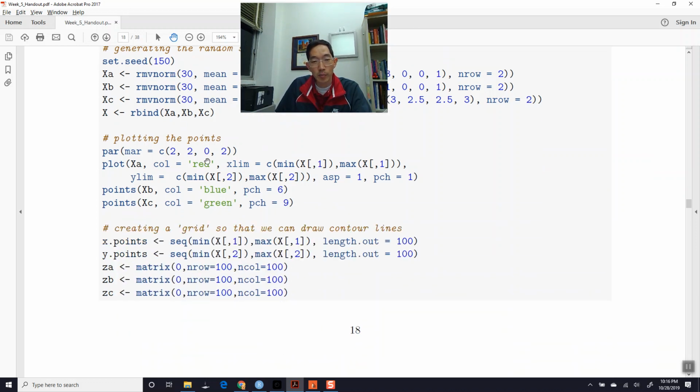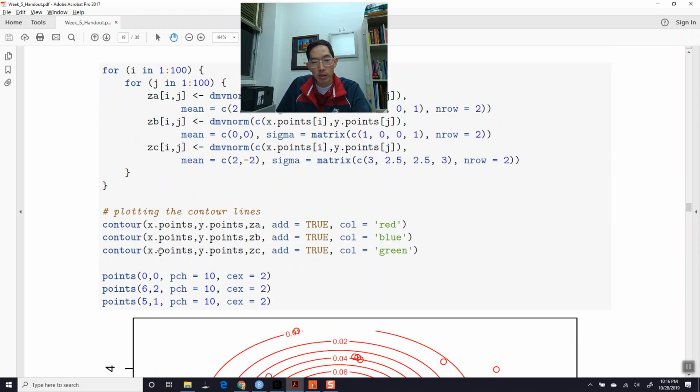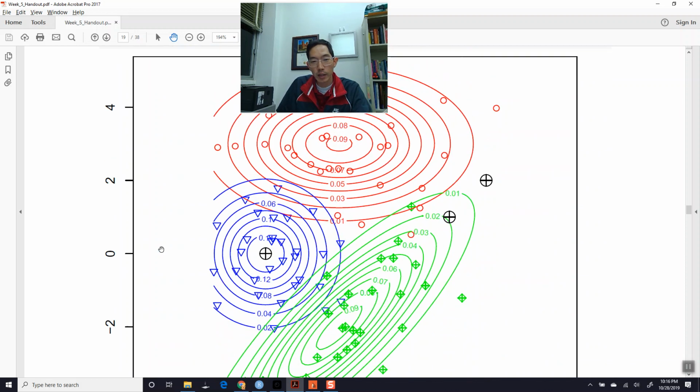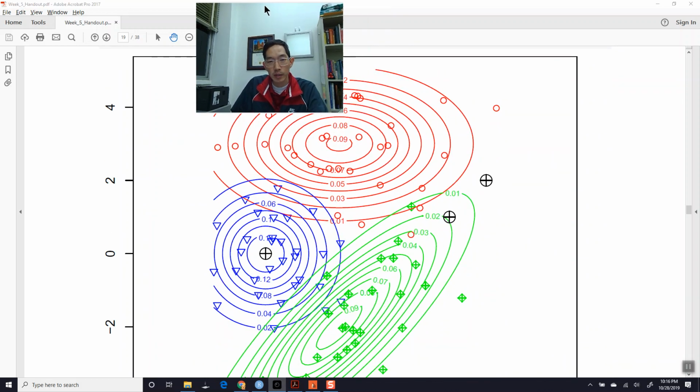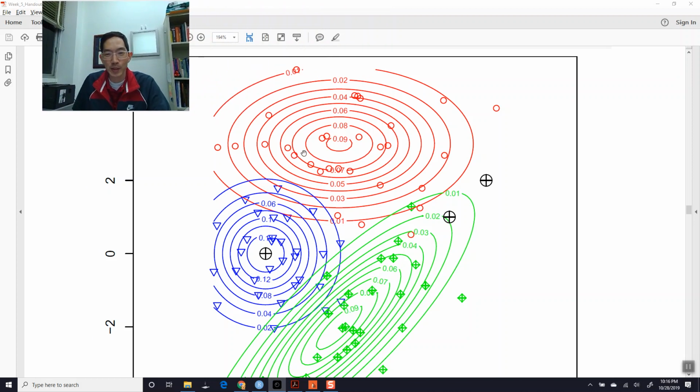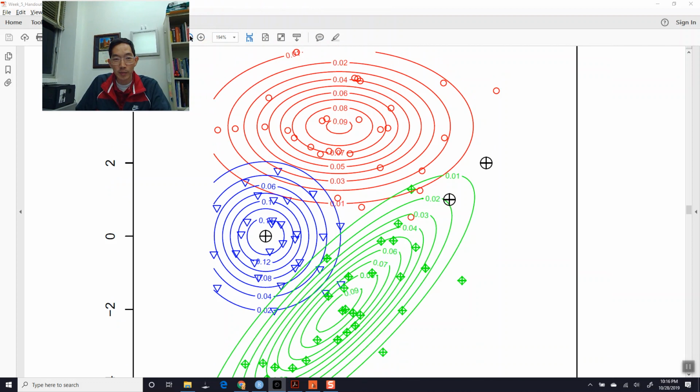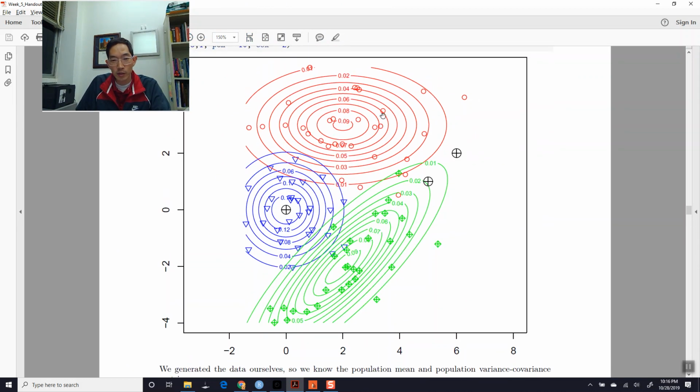Here I'm going to plot them. I'm going to plot the values of X in red, blue, and green, and also draw some contour lines so that we can see this. So this is what our data looks like. These ellipses represent the distribution that I used to generate the data, and the dots are random values that were produced by this distribution.